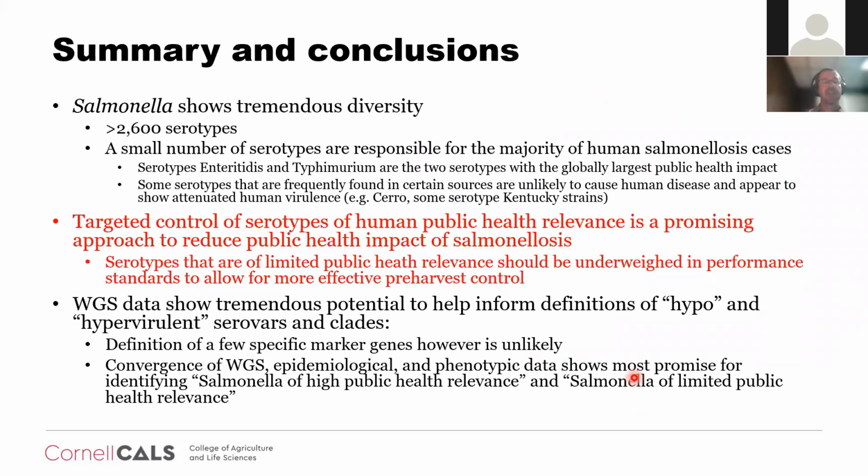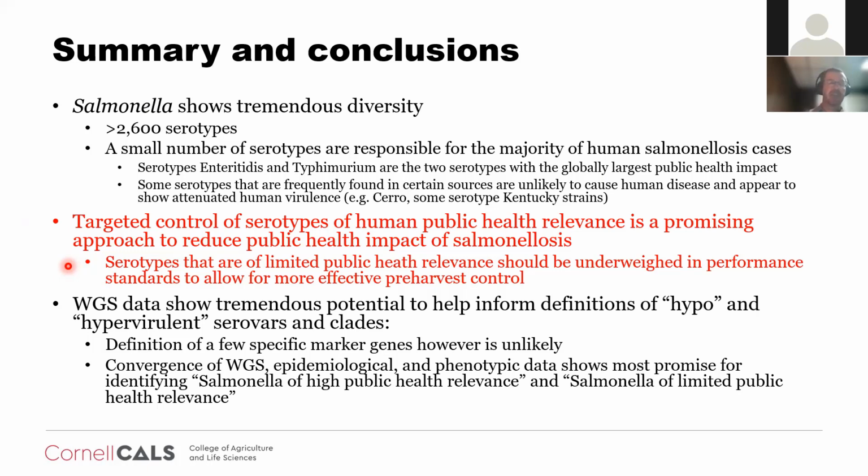So that brings us back to the conclusion. I've introduced you to the tremendous diversity of Salmonella. I hope I've given you some examples of how a targeted control of serotypes of human public health relevance is a promising approach to reduce the impact of salmonellosis, and given you very specific examples of how we could start out with serotypes that are of limited public health relevance, such as Sero and Kentucky, and underweight them in performance standards to allow and encourage more effective pre-harvest control, for example, through vaccines.